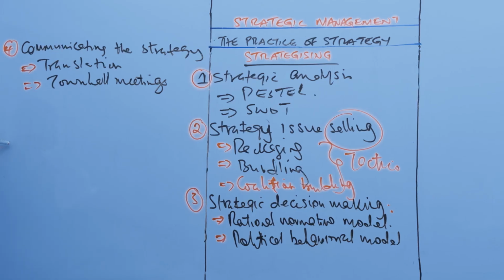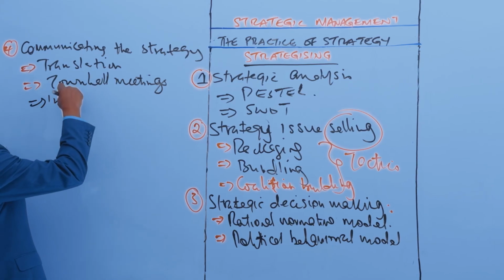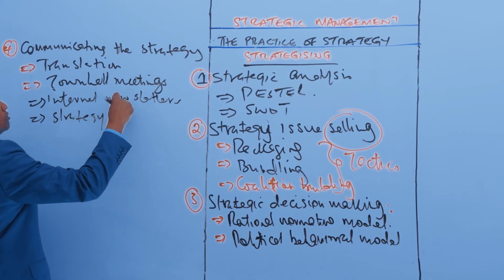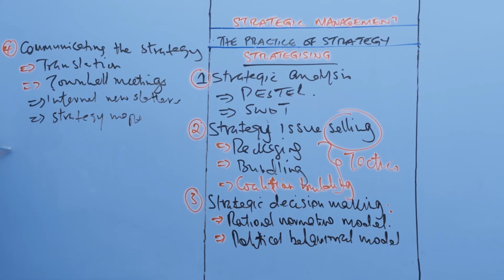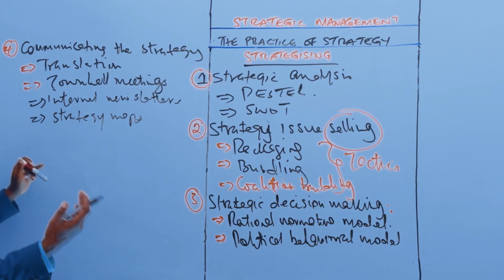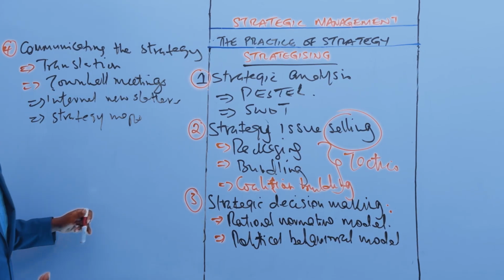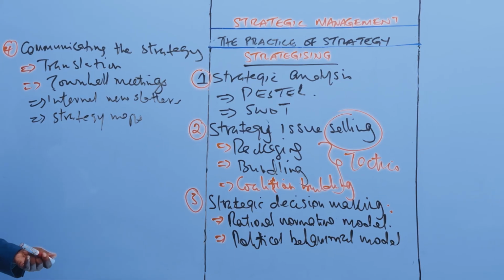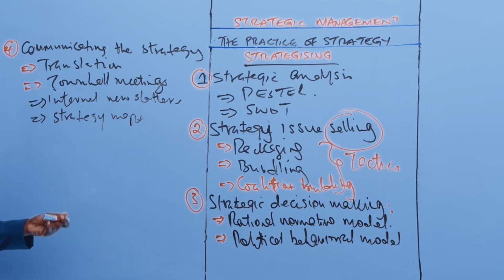This communication of the strategy can be done through internal newsletters, strategy maps. There are many ways, candidates, that one can adopt. These are maps that show visually how each department contributes. So communication, candidates, is not just about telling people what to do, but it also explains why it matters, and that builds shared values, as we studied in McKinsey's 7S framework. Shared values can be enhanced through communicating the strategy.